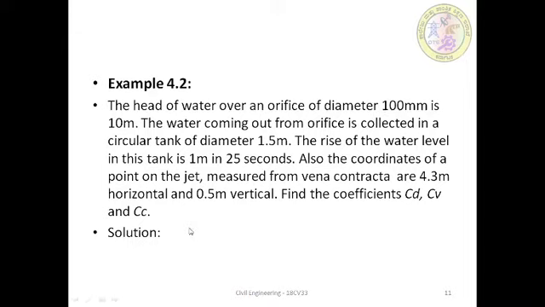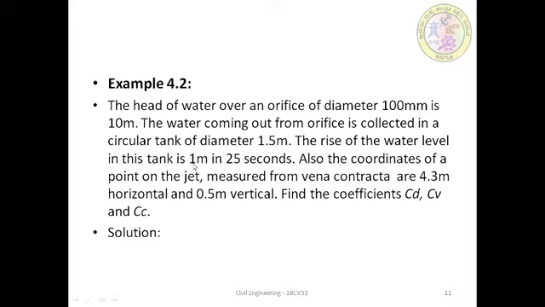So all the three things we are supposed to calculate. In this problem the orifice diameter is given as 100 mm, and the head of the water is 10 meter above the orifice level. The water coming out from the orifice is collected in a measuring tank, and that tank diameter is 1.5 meter. Because the water coming out from the orifice is collecting in the tank, obviously the water level in the tank is going to increase.